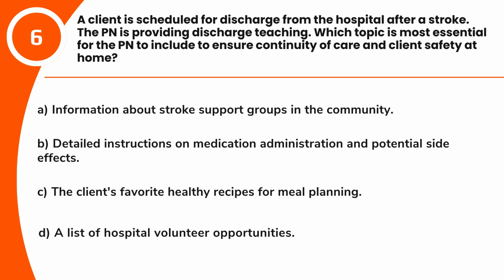Question 6. A client is scheduled for discharge from the hospital after a stroke. The PN is providing discharge teaching. Which topic is most essential for the PN to include to ensure continuity of care and client safety at home? A. Information about stroke support groups in the community. B. Detailed instructions on medication administration and potential side effects. C. The client's favorite healthy recipes for meal planning. D. A list of hospital volunteer opportunities.